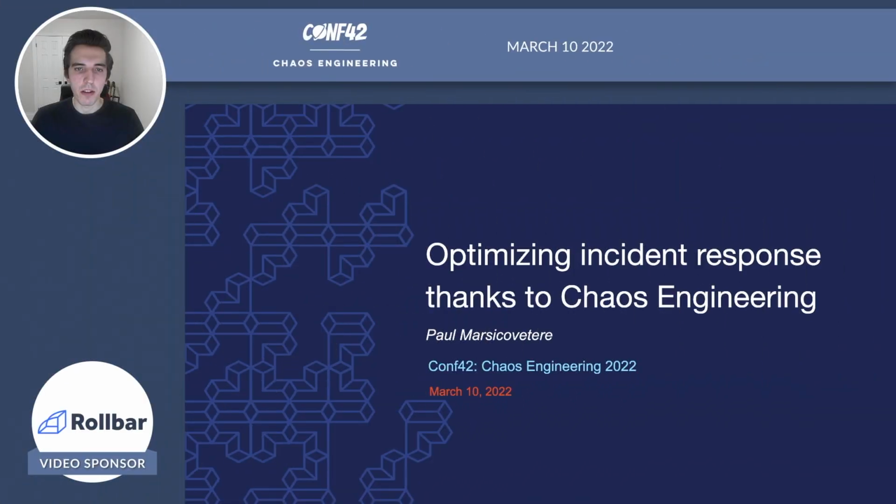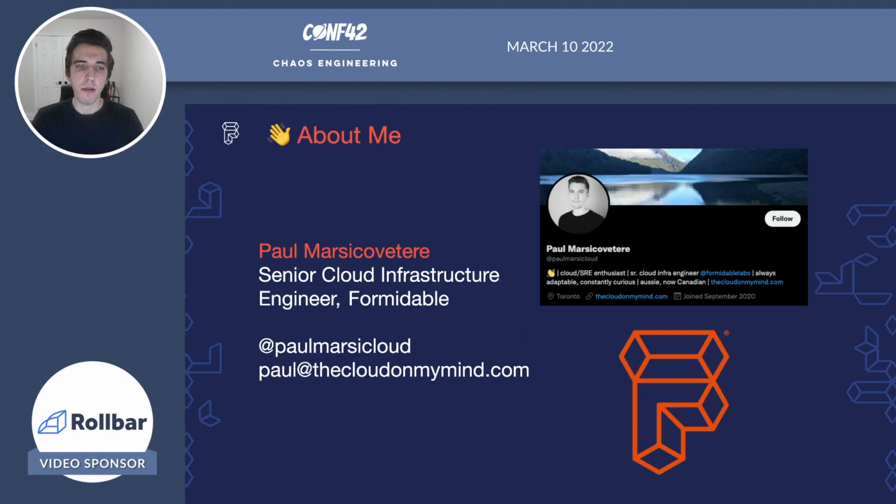My name is Marsicovetere, and today I'm going to talk about optimizing incident response thanks to chaos engineering. A little bit about myself. I'm a senior cloud infrastructure engineer at Formidable in Toronto, and I've been here since October 2020. Formidable partners with many different companies to help build the modern web and design solutions to complex technical problems.